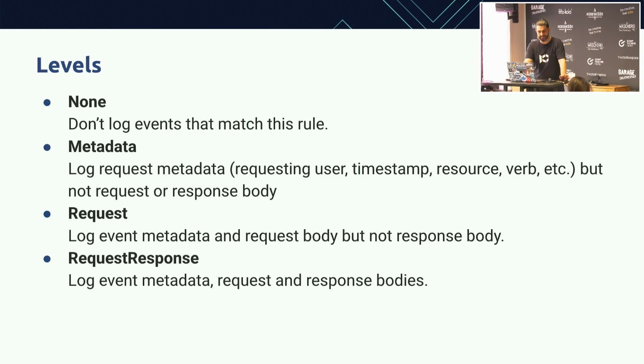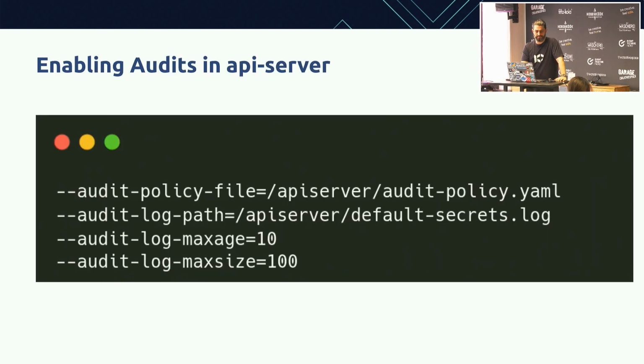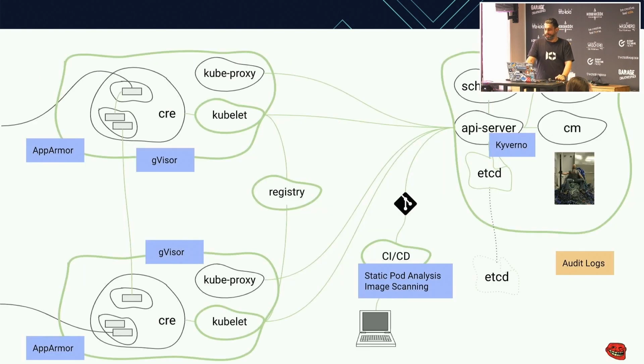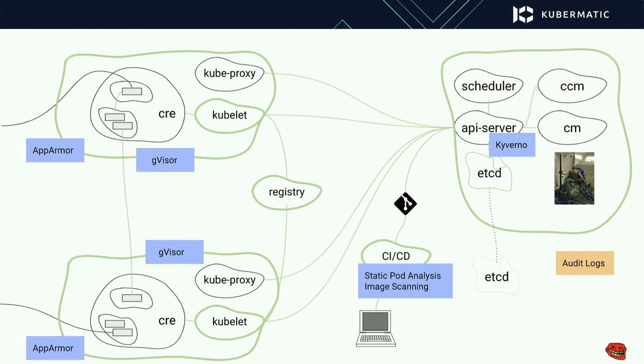And these are also regarding audits. To enable audits in the API server, basically you provide the audit file, where to log, and the max age and max size for your logs. So for monitoring, you have the audit logs, so you know who is doing what to your objects within your Kubernetes cluster.